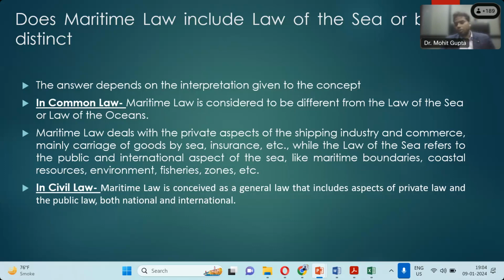But when we go to civil law countries, whenever we use the term maritime law, it includes both branches, the public aspect as well as the private aspect.